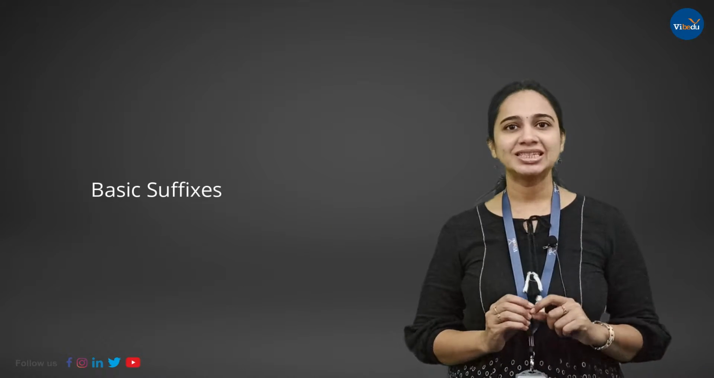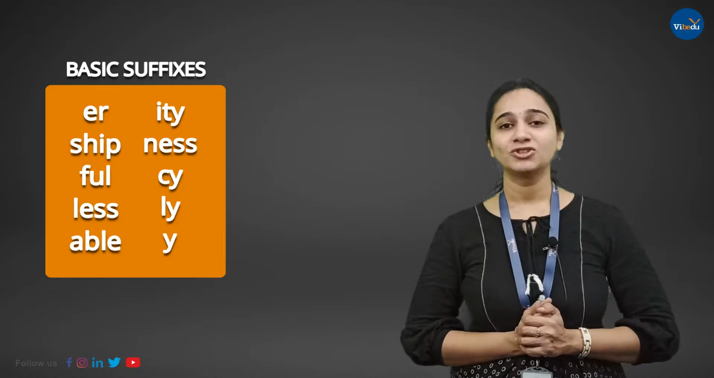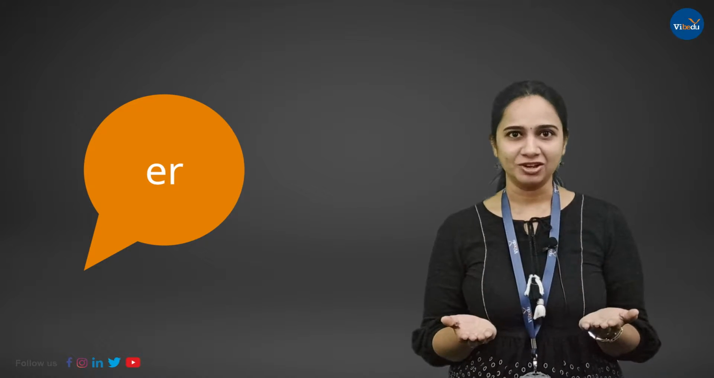In part 3 we are going to talk about basic suffixes. We have 10 basic suffixes here. So suffix 1 is showing profession, like teacher, engineer. Next suffix is ship. Ship is state of being.